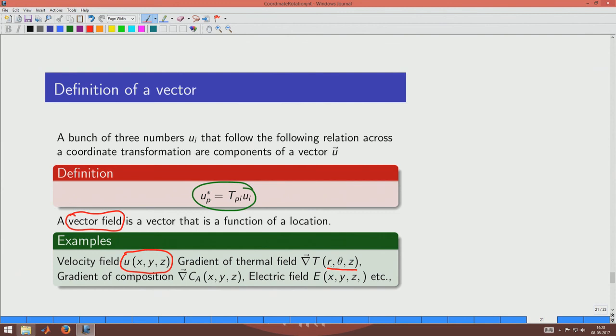And examples of vector fields are velocity field, gradient of a thermal field, gradient of composition field, electrical field. So, these are all things that we will come across in this subject again and again. So, the word field should immediately indicate to us that there is a location dependency that is coming up.